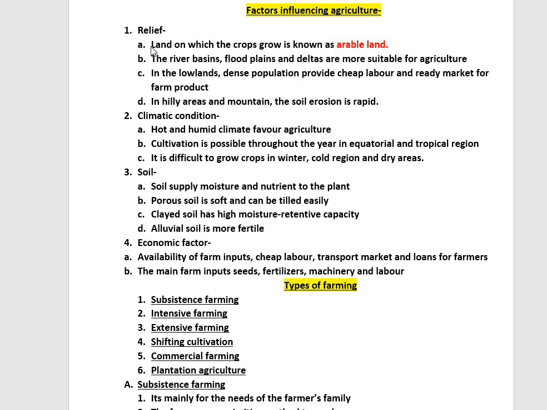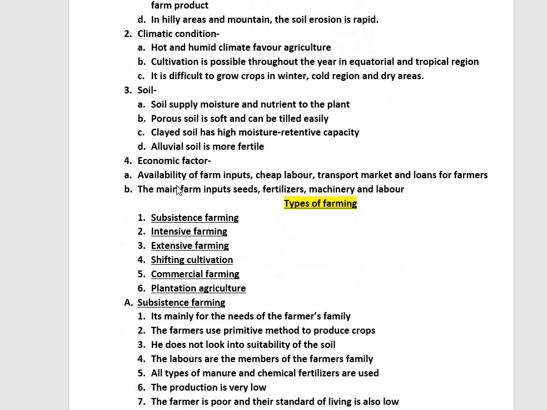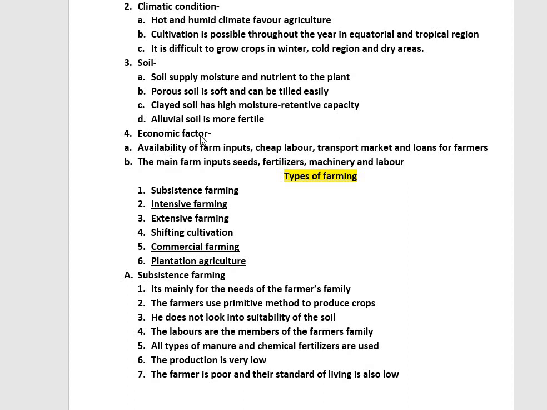So we have studied relief, the climatic condition and the soil. Now we will learn about the economic factors. What are the economic factors? Number one is availability of farm inputs, like tools, machines, etc. Then cheap labor; where there is high population, obviously the labor will be cheap. Then the transport facility and the market should be there, and the farmer should get proper loans. Next is the main farm inputs: seed, fertilizer, machinery and labor should be available. So these are the economic factors.